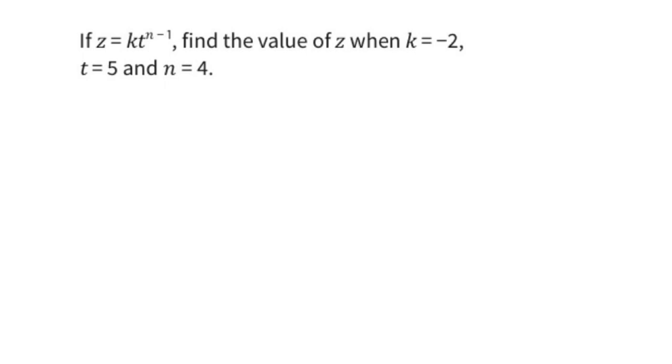Hello everyone, welcome to this question where we will explore the following. We are given the expression here, and we now need to find the value of Z. Okay, the value of Z. When we are given the following, we are given the value for K. K is negative 2, so I'm going to substitute K as negative 2. T is 5, so I'm going to multiply by T also, 5. And N is 4. So the power is 4 minus 1.